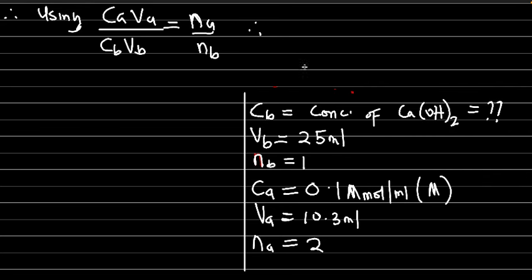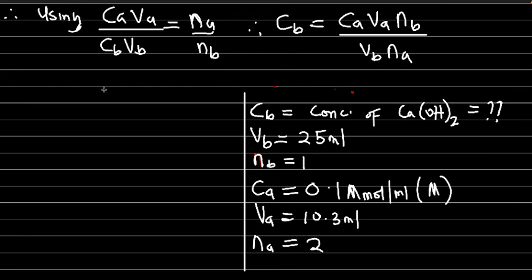If you make your CB subject of the formula, because that's what I'm looking for, this is going to be equals to CA VA NB, all over VB NA. For those persons, please just check it out. If you make CB subject of the formula, that's what we're going to get.